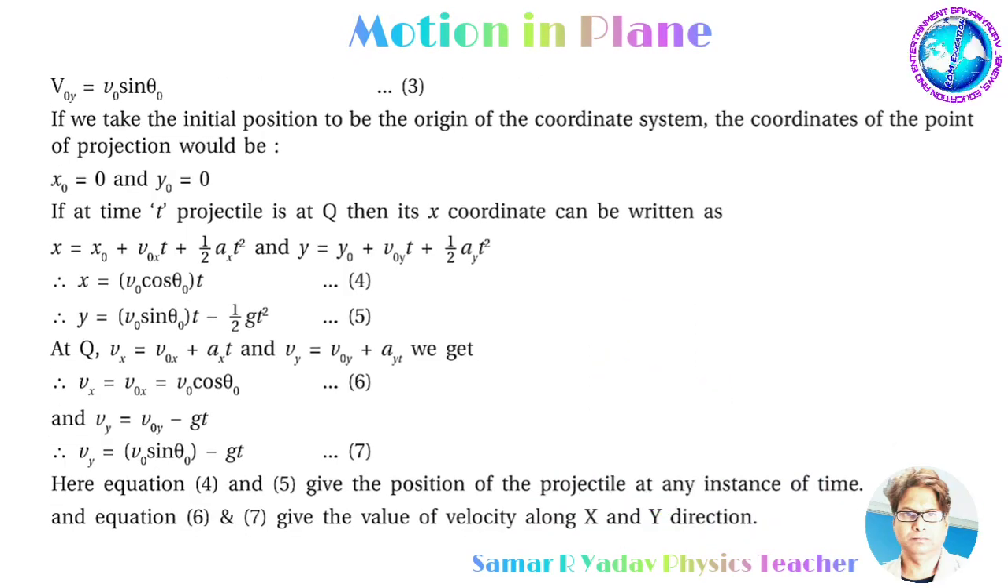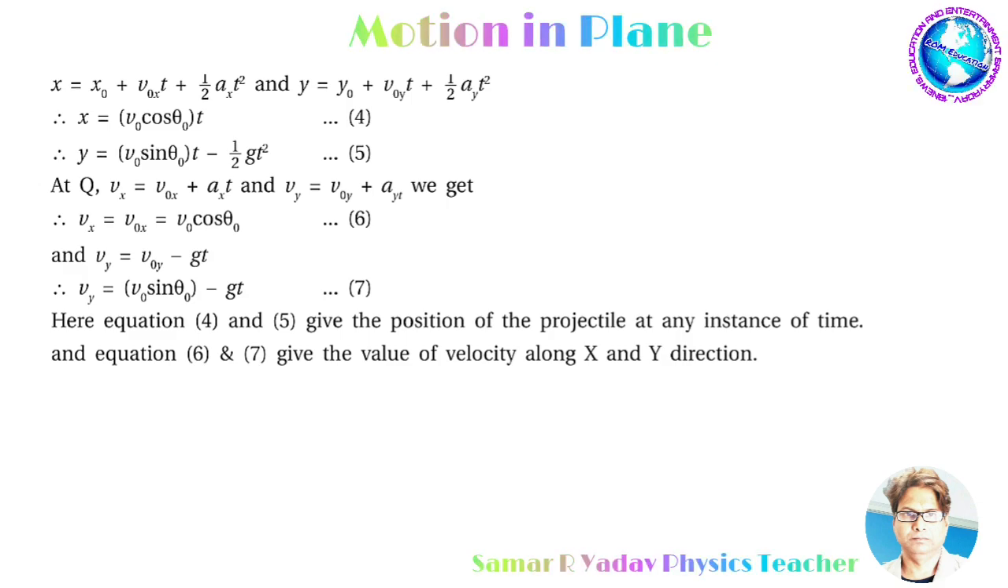At Q, vx is equal to v0x plus axt and vy is equal to v0y plus ayt. We get vx is equal to v0x is equal to v0 cos theta 0 equation 6, and vy is equal to v0y minus gt. Therefore vy is equal to v0 sin theta 0 in bracket minus gt equation number 7. Here equation 4 and 5 gives the position of the projectile at any instant of time, and equation 6 and 7 gives the value of the velocity along x and y direction.